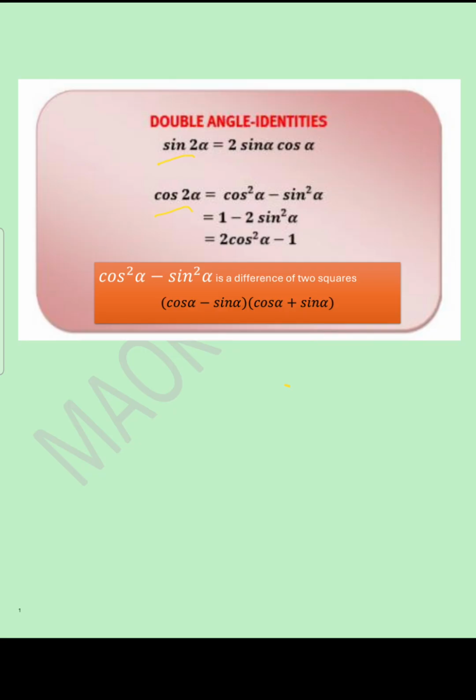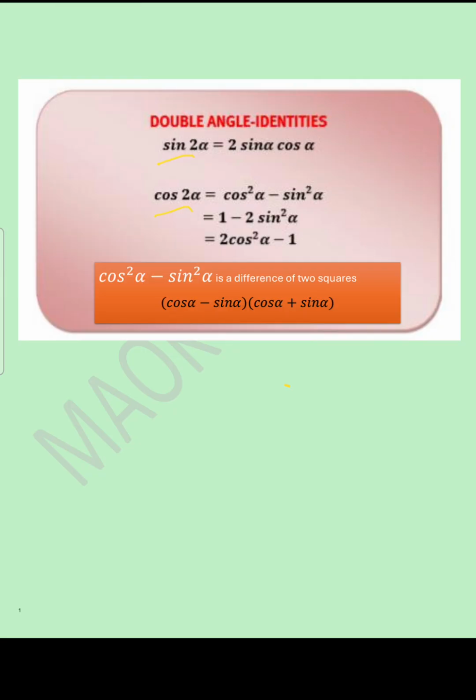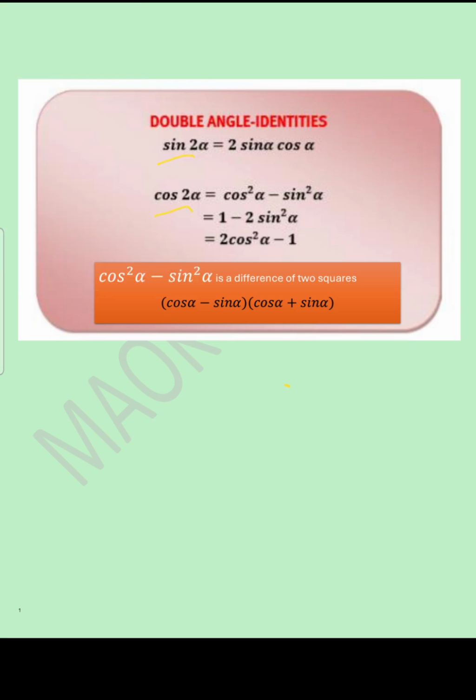So the cos double angle identity has got two identities. It has got three identities. But let me show you where they come from, these double angle identities.